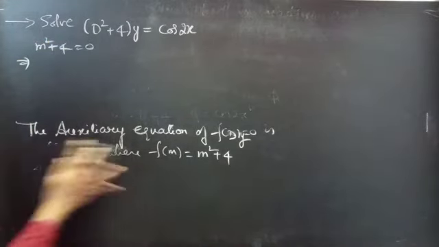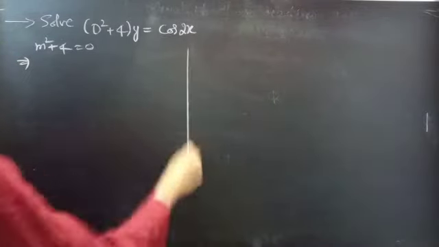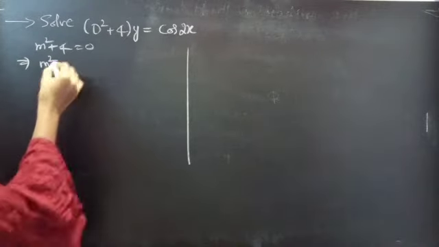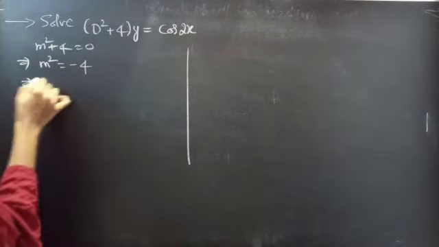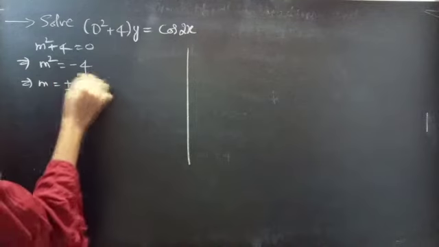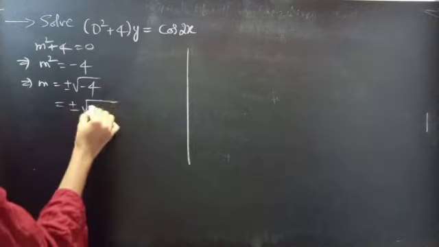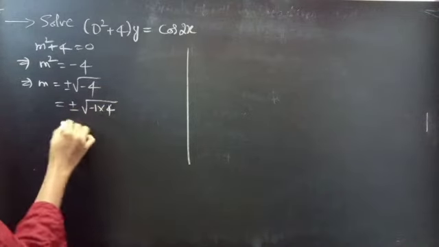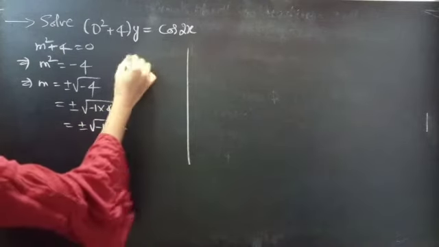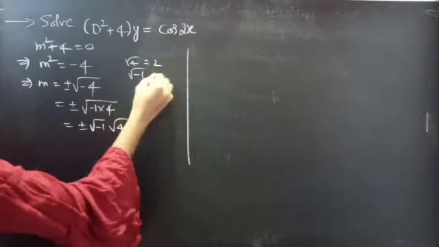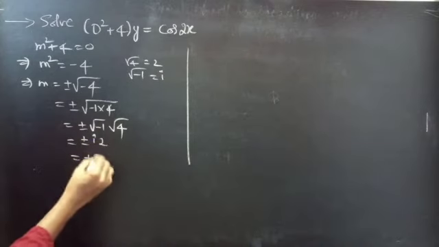So we can find roots using this auxiliary equation in two different ways. So let's write this. Take the 4 to the RHS, then you'll get m square equals minus 4. Then m equals plus or minus square root of minus 4, which equals plus or minus square root of minus 1 into minus 1 into 4, which equals plus or minus square root of minus 1 into square root of 4. We know that square root of 4 equals 2 and square root of minus 1 equals i, right? Then this equals plus or minus i into 2, or plus or minus 2i.